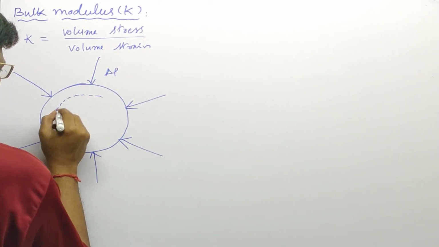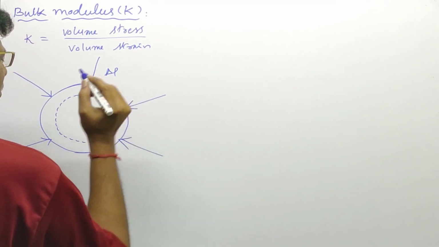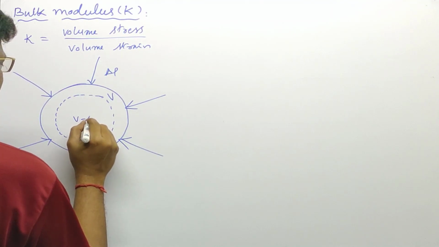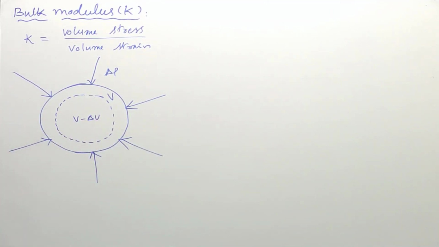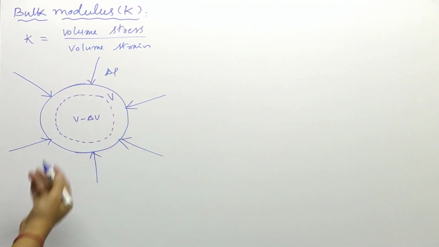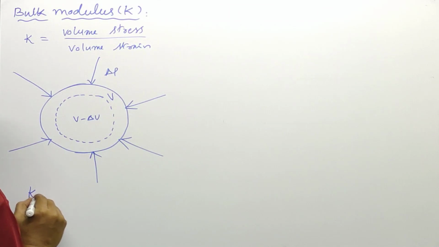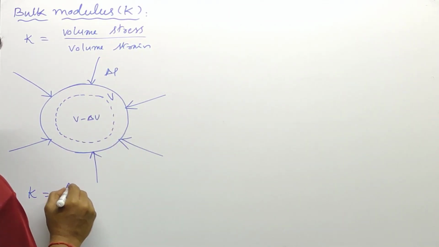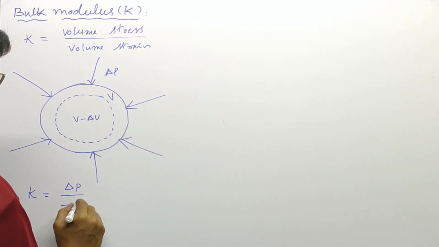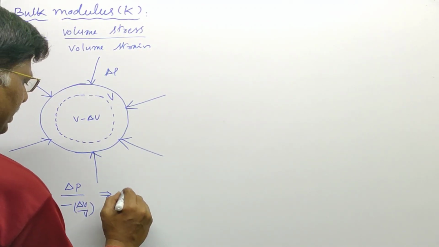So its volume reduces. Let us assume that the initial volume is V and the final volume is V minus delta V. The initial pressure is P, and after the increase the final pressure is P plus delta P. According to the definition, K is equal to delta P divided by minus delta V by V. When pressure increases, volume decreases, so the minus sign indicates that volume decreases.